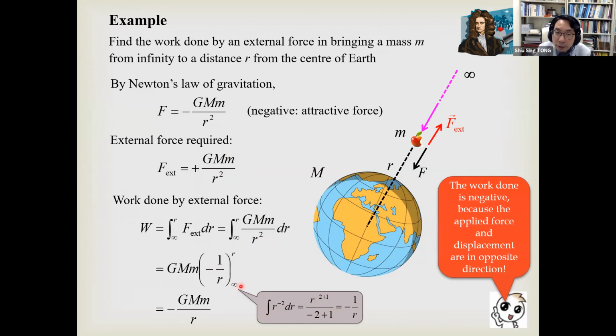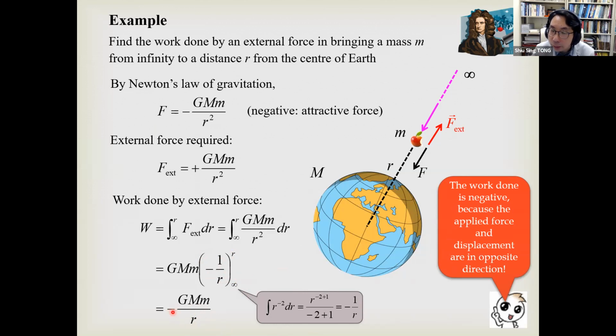If I evaluate this integration result at infinity, at r equal to infinity, then this term is 0, because when r tends to infinity, 1 over r is 0. So I do not have the lower limit. The lower limit term vanishes. The upper limit term simply gives me minus GMm over r, where r is actually the final position of the apple.